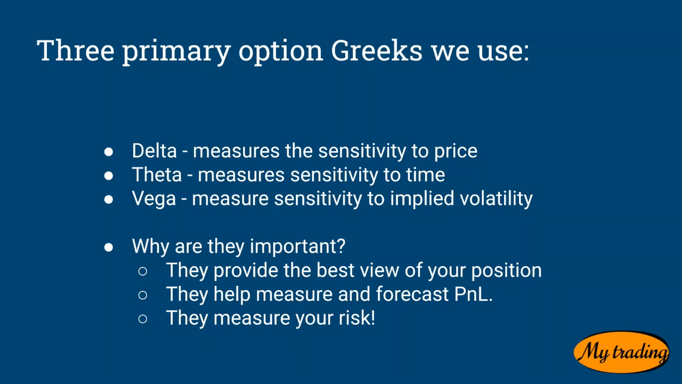Ultimately, they measure the risk that you have. If things go against you, if you have a price movement in the wrong direction, or a volatility move in the wrong direction, what is that going to mean to your P&L? It'd be really good to know that. It'd be really good to know how much risk you have on the table. And that's why these option Greeks are so important.